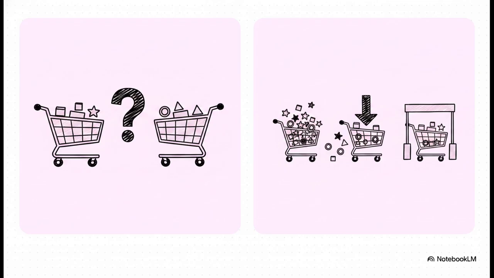Let's use a shopping cart as an example. Say user A adds 5 items, removes 2, and checks out with 3. Meanwhile, user B just adds 3 items and checks out instantly. In a standard CRUD database, their final rows are completely identical. You've completely lost the insight that user A hesitated. But in an event source database, it records the full journey. Cart created, item added, item removed, checkout completed. The entire behavioral history is preserved.